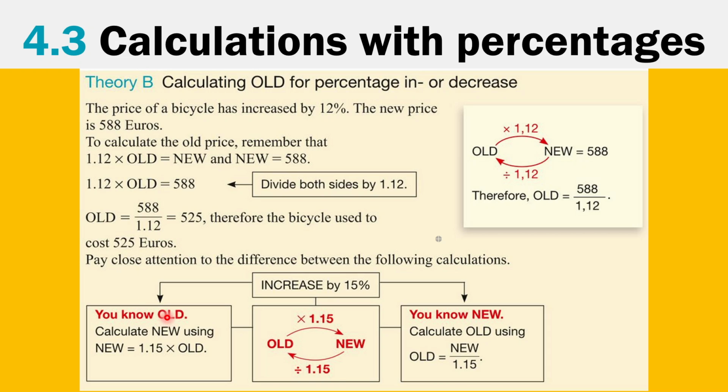If I knew the old price and I want to calculate the new one, that's the calculation that you all know and already used quite a lot, right? New equals 1.15 times old. Here I know new and I want to calculate old. In that case, I have to divide new by 1.15. Okay, and again, watch out for the commas and the points in this chapter, please.